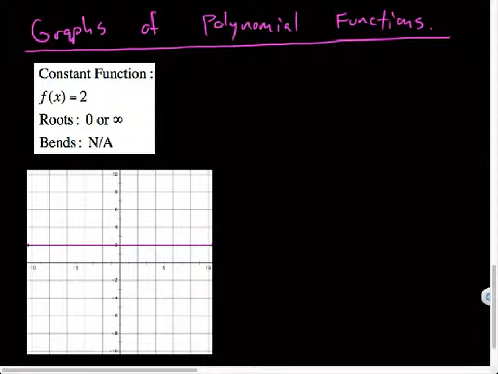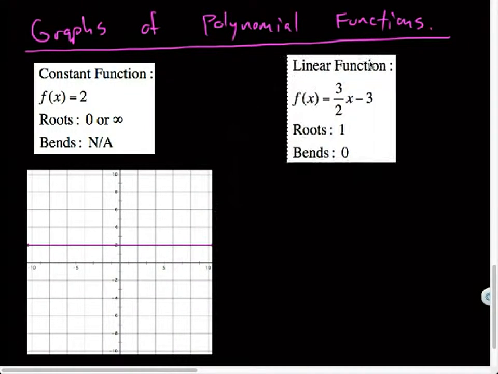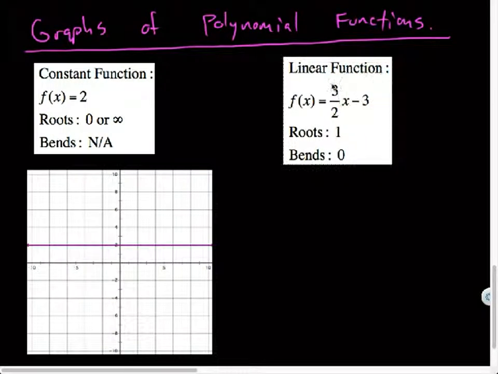The next type of function, 1 degree higher, is when we get a variable in the picture. That'd be a linear function. So here's a sample linear function for us, and I'll show a graph of what that looks like. As far as the graph, just draw a quick little squiggle or line or whatever these look like, because we're talking about these very generally.